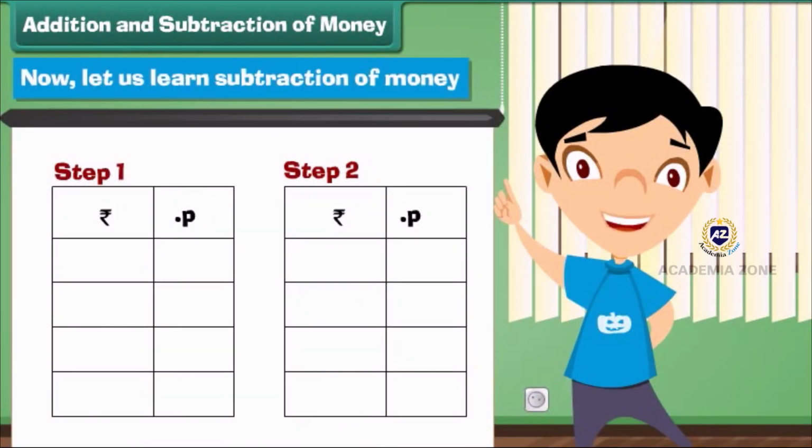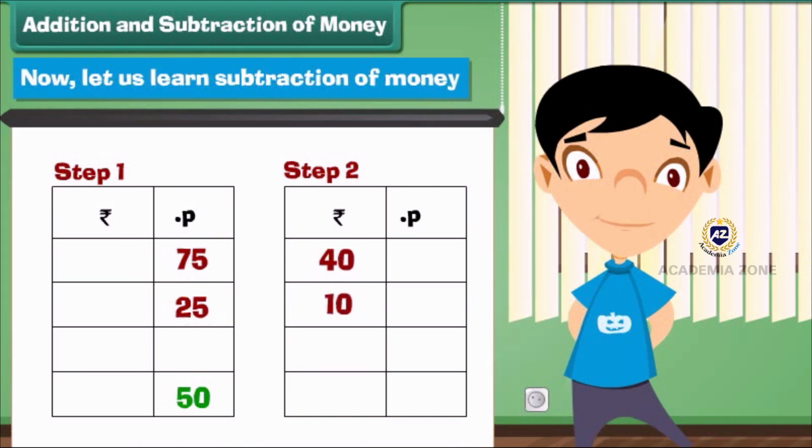Now let us learn subtraction of money. Subtract 10 rupees 25 paise from 40 rupees and 75 paise. Step 1. Subtract the numbers in the paise column. 75 minus 25 is equal to 50 paise. Write 50 under paise column. Step 2. Subtract the numbers in the rupees column. 40 minus 10 equals 30. Write 30 under rupees column.